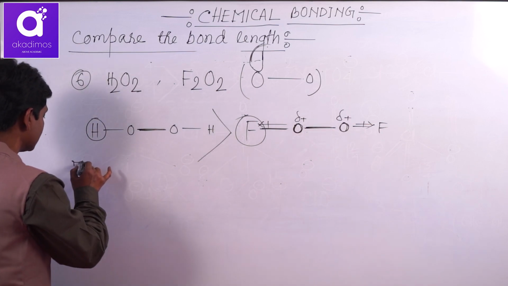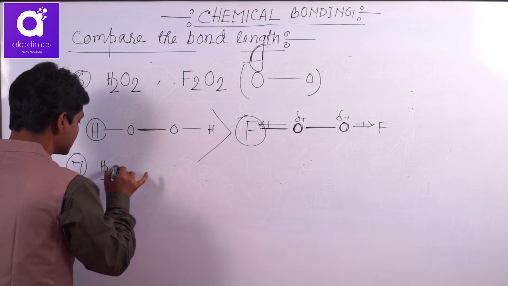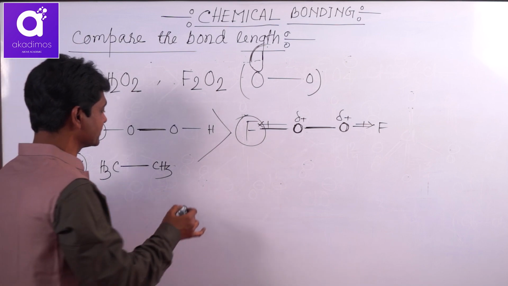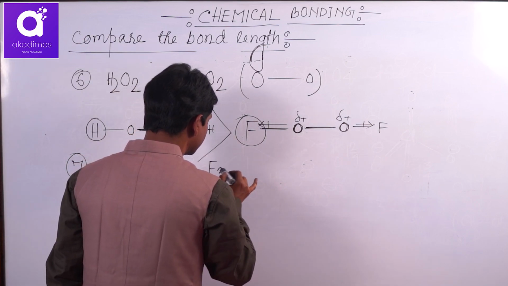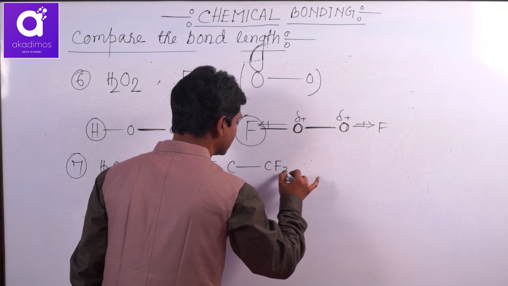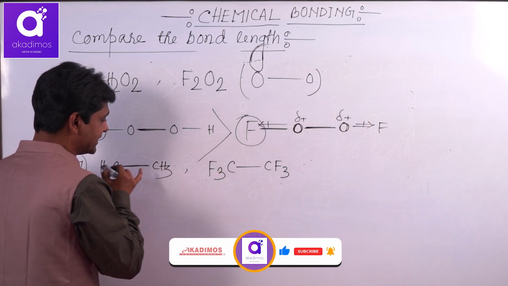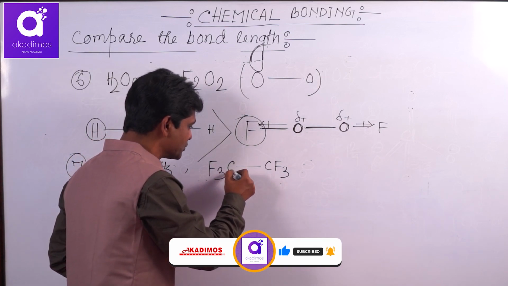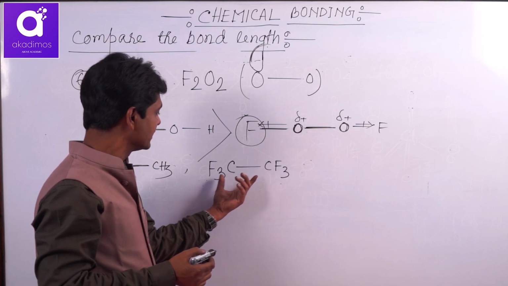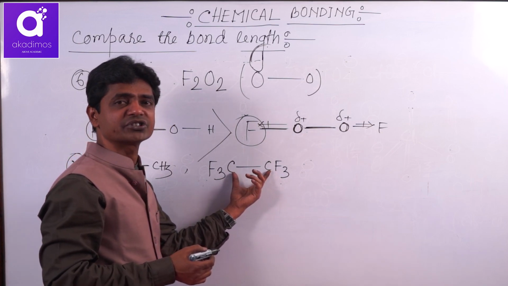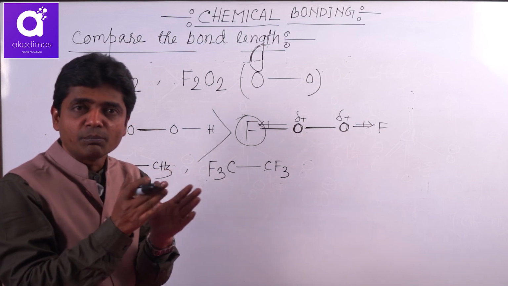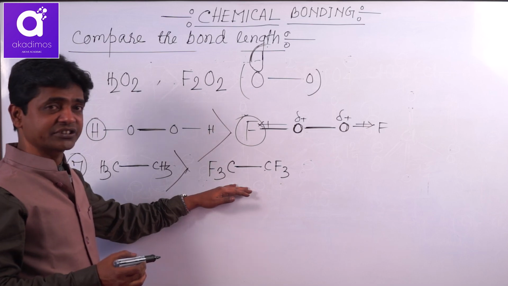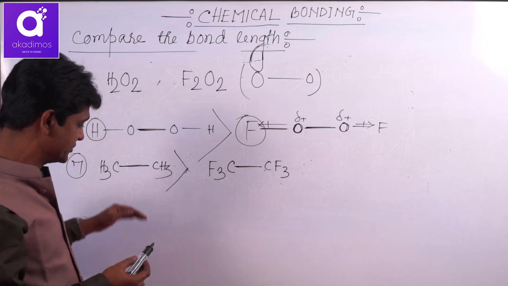A similar example: ethane. If I compare the CC bond length with hexafluoroethane, see, due to fluorine, which is a withdrawing group, that will increase the effective charge on carbon. That means this fluorine will increase the electronegativity of this carbon. Since electronegativity increases, bond length reduces. Here also the CC bond length in C2F6 is less than in C2H6.